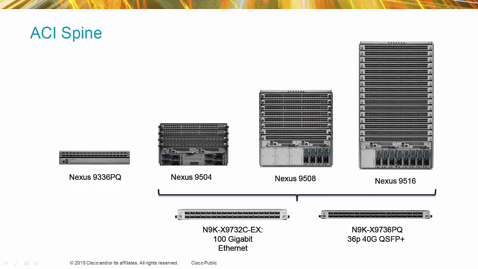So you have different models that can be used as Cisco's spine switches, where you have a fixed one, the 9396 PQ, or certainly you can use any of the 9500 series, which are your modular chassis, 9504, 8, or 9516. As well as there are some out there like the 9732CEX, which is a newer one, and the 9736 PQ. It's again also a newer ACI spine switch.